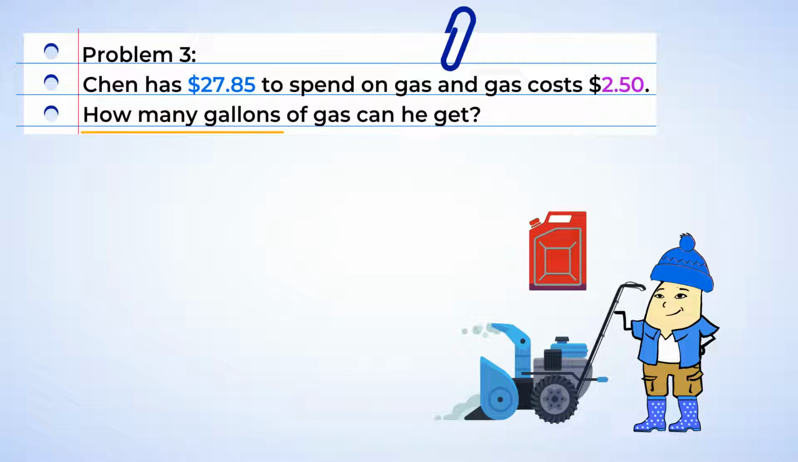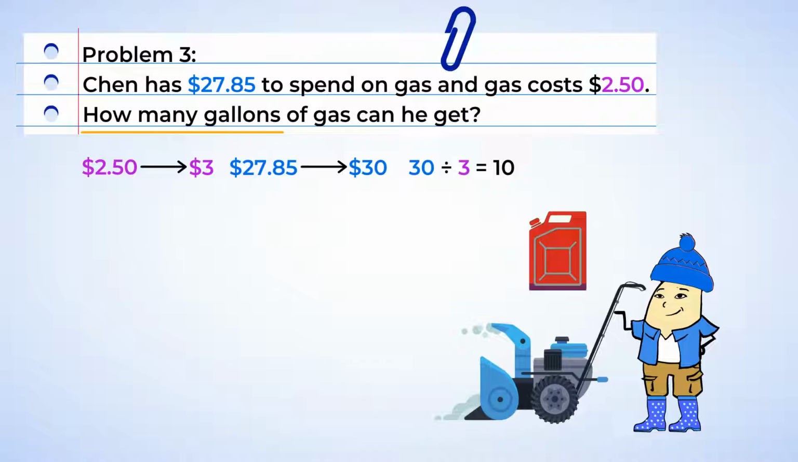Well, if we look at this problem, we can start by estimating our answer if we round the decimals. $2.50 is close to 3, and $27.85 can be rounded up to 30. And now we have 30 divided by 3, which gives us an estimate of 10. Chen should be able to get around 10 gallons of gas.